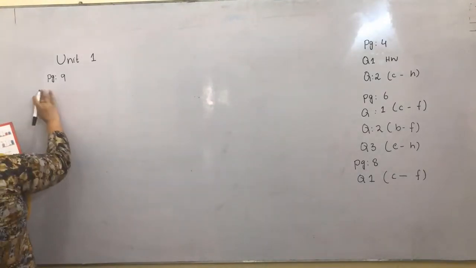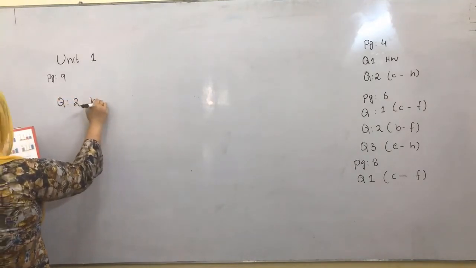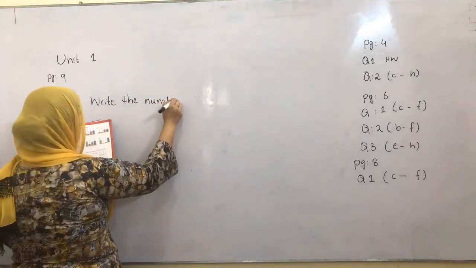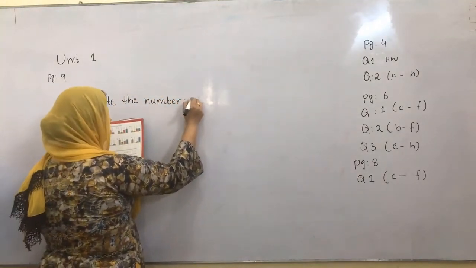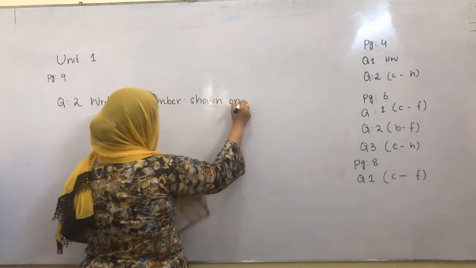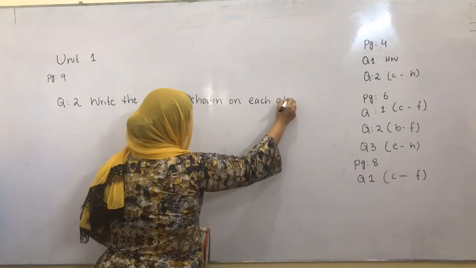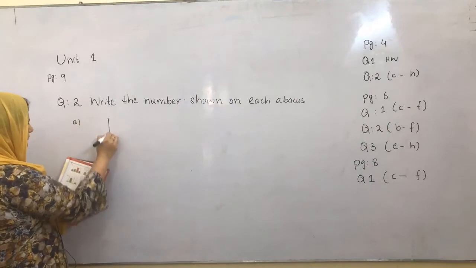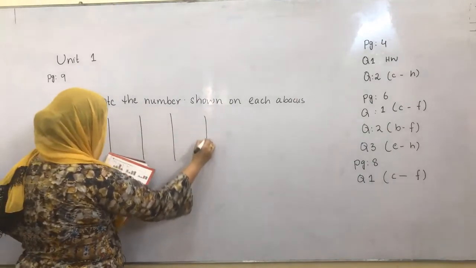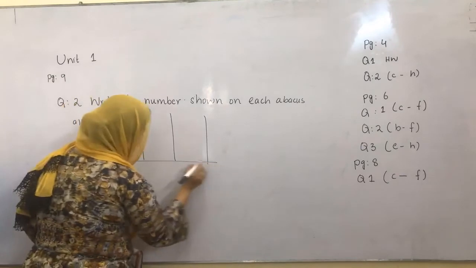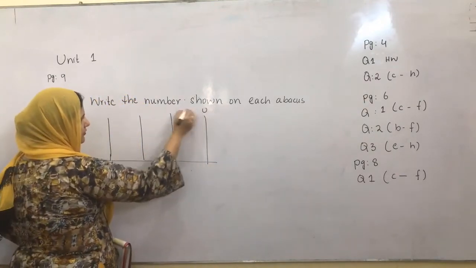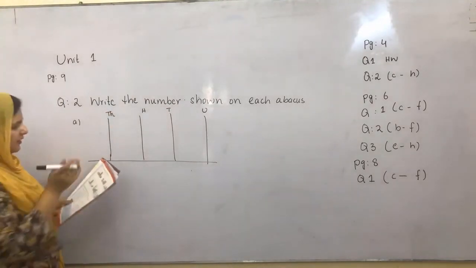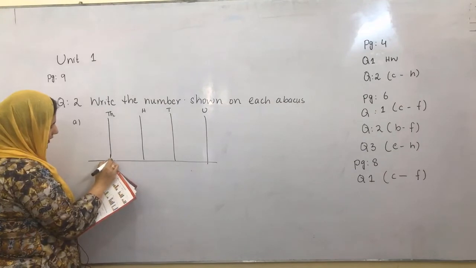Question number 2. Write the numbers shown on each abacus. A part is 1000, because this has 4 lines, unit, 10, 100, 1000. In this question some rings are put in the abacus.